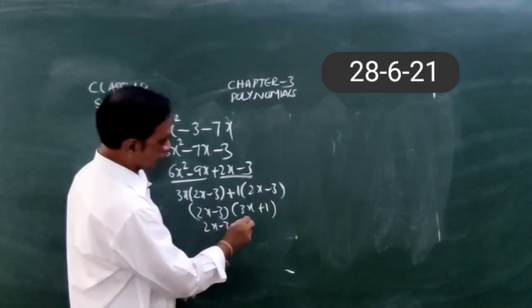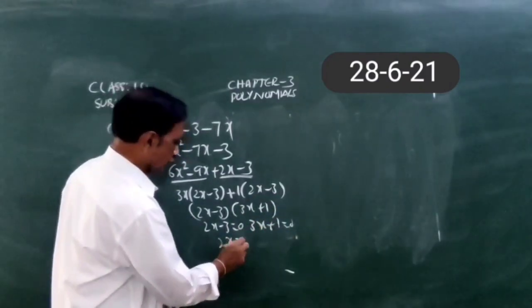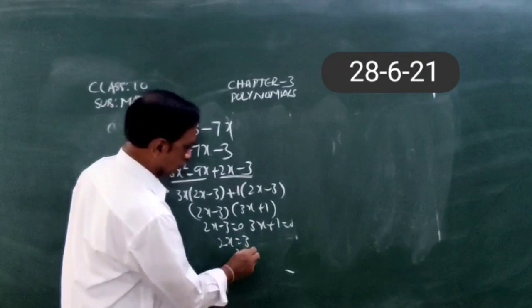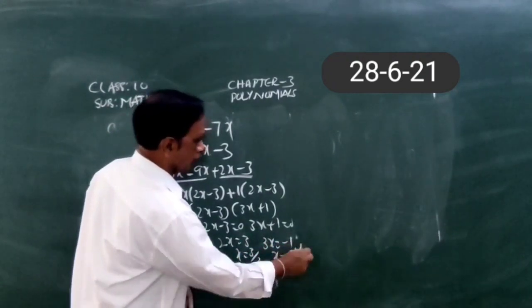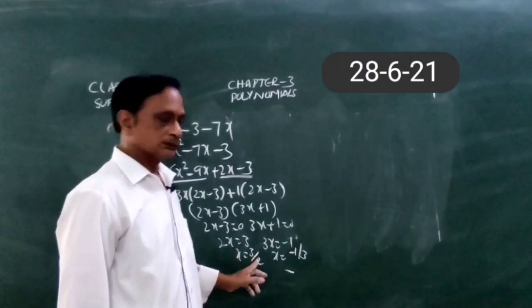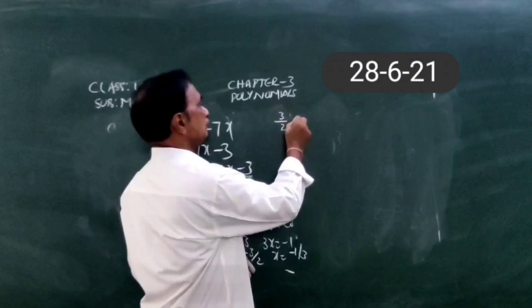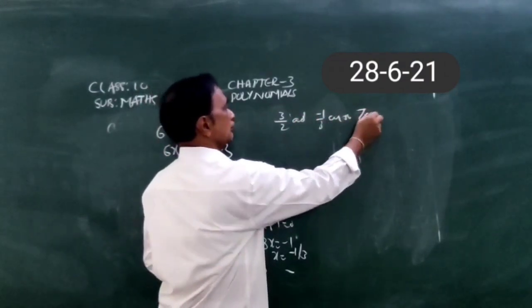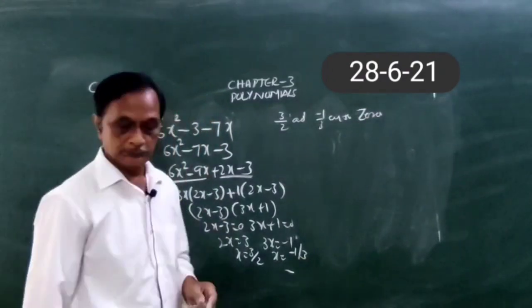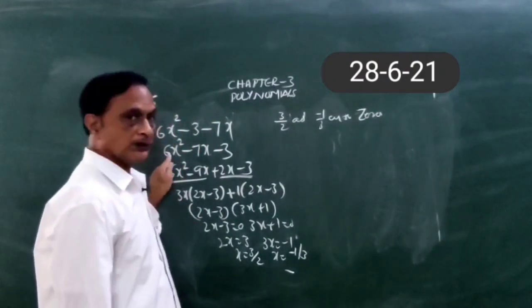2x minus 3 equal to 0, 3x plus 1 equal to 0. 2x equal to 3, x equal to 3 by 2. 3x equal to minus 1, x equal to minus 1 by 3. So here we got 3 by 2 and minus 1 by 3 as the zeros of this polynomial. Yes? Now, what is the coefficient of x square?